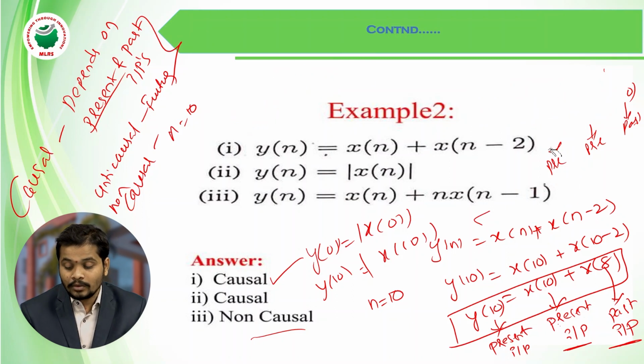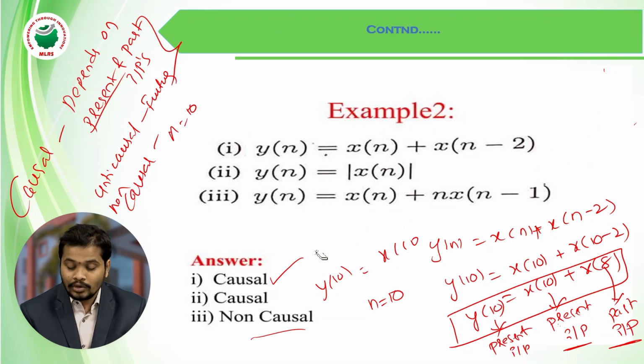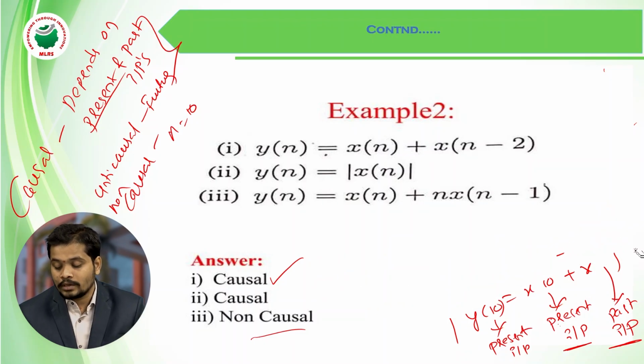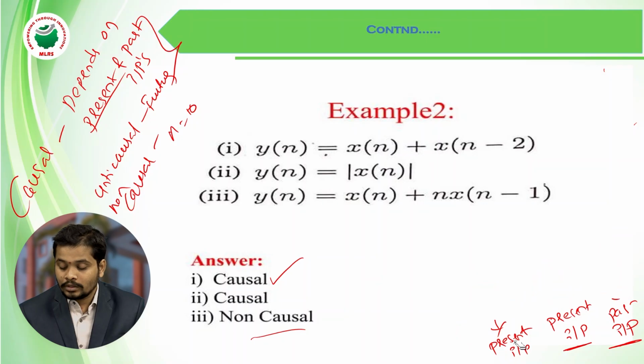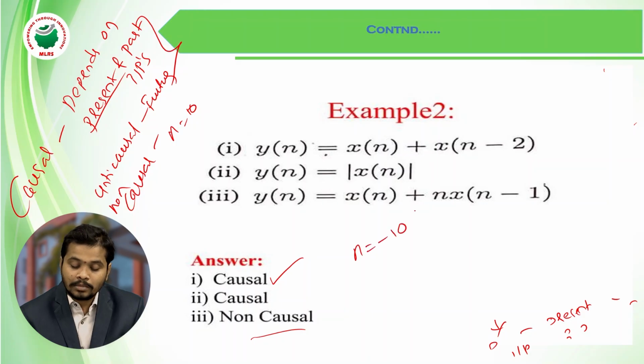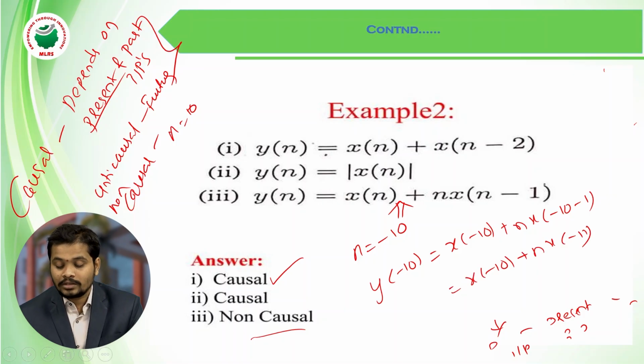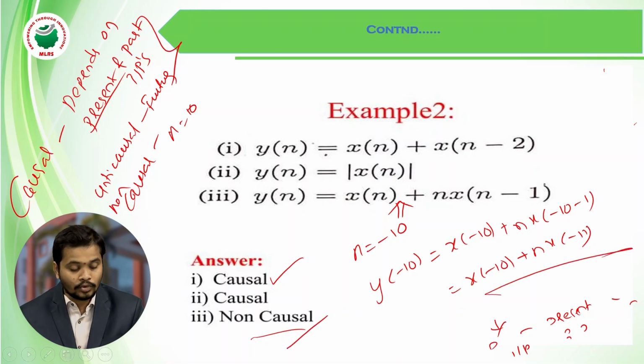Some systems you may think are causal or non-causal, but sometimes we have to check for negative values, positive values and zero values also, because you can't predict which system it is. So anytime you have to keep n at a neutral value, a positive value and a negative value. So I am keeping n equals minus 10 here. What will happen? Y of minus 10 equals x of minus 10 plus n into x of minus 10 minus 1, that is x of minus 10 plus n into x of minus 11. So what is the system? Non-causal, simply you can say that. Yes or no?